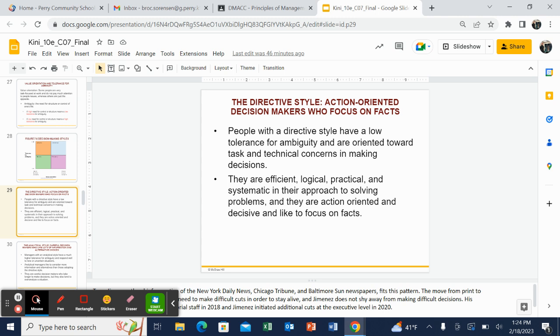So the directive style, so action-oriented decision makers who focus on facts. People with directive styles have a low tolerance for ambiguity and are oriented towards task and technical concerns in the making of decisions. They are efficient, logical, practical, and systematic in their approach to solving problems, and they are action-oriented and decisive and like to focus on the facts.